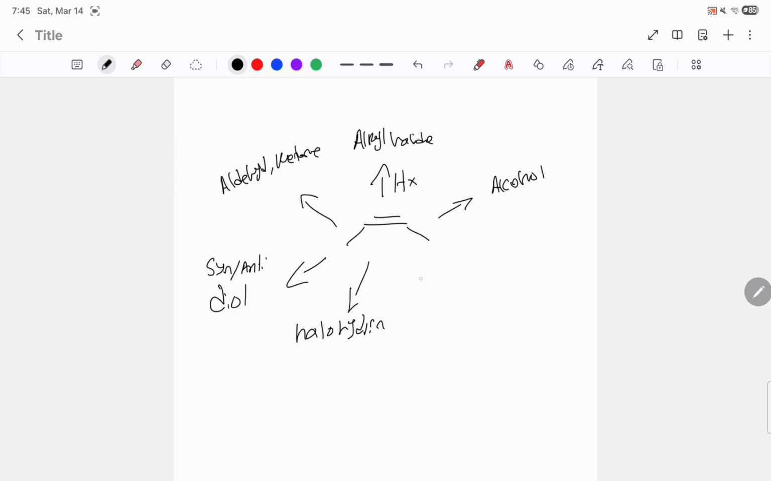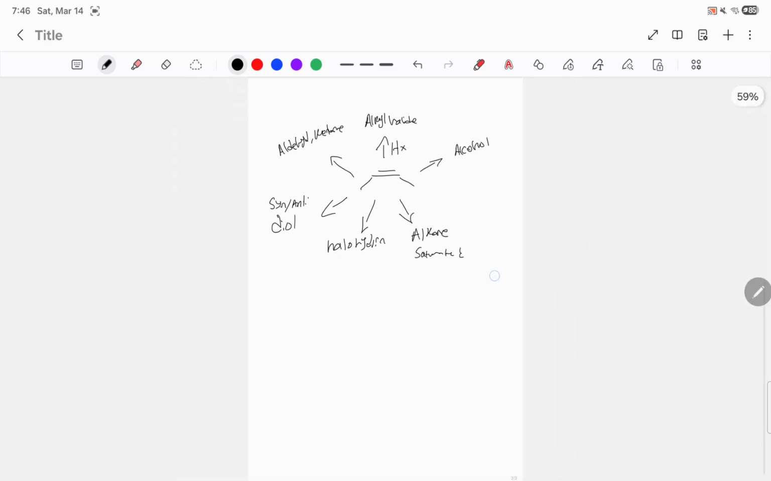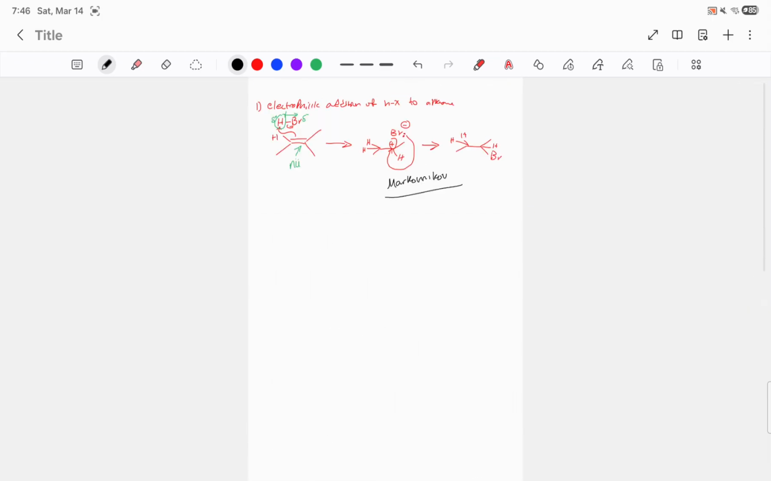Again, we can make different kinds of alkyl halides by addition of, instead of HX, something like Br2, for example, or Cl2. We can make just a straight alkane by getting rid of the double bond entirely and adding nothing else but hydrogens, making a fully saturated alkane. So these are some of the reactions we're going to take a look at for alkenes.